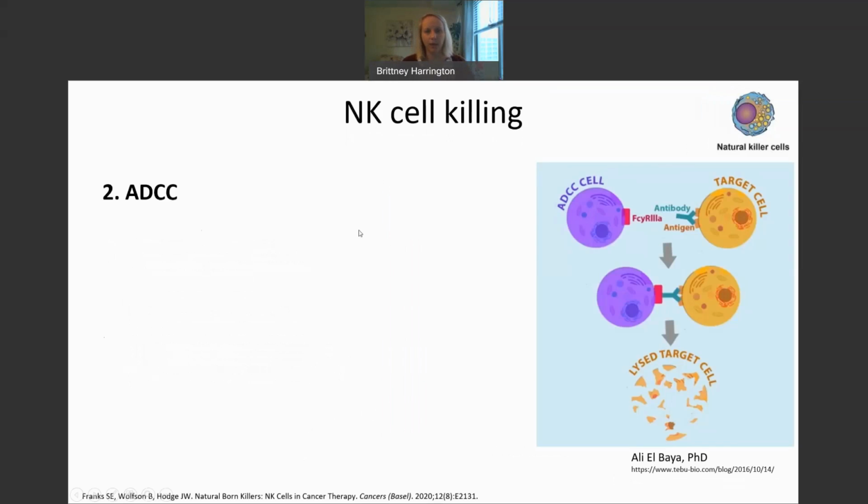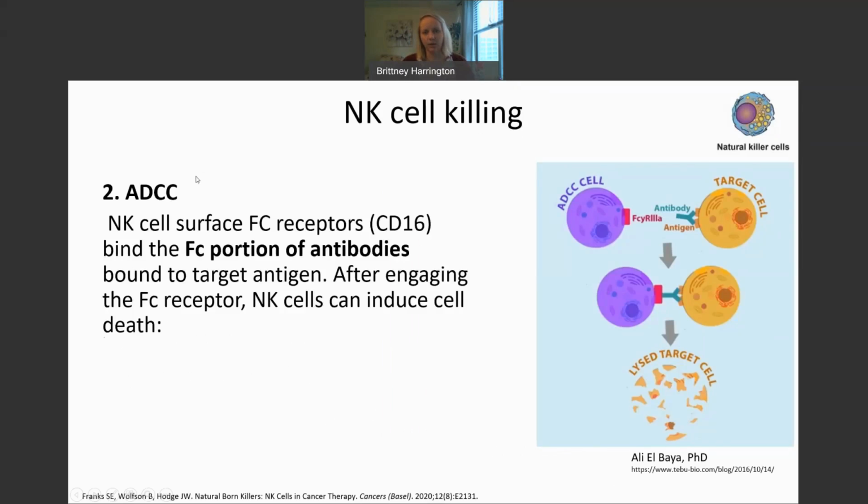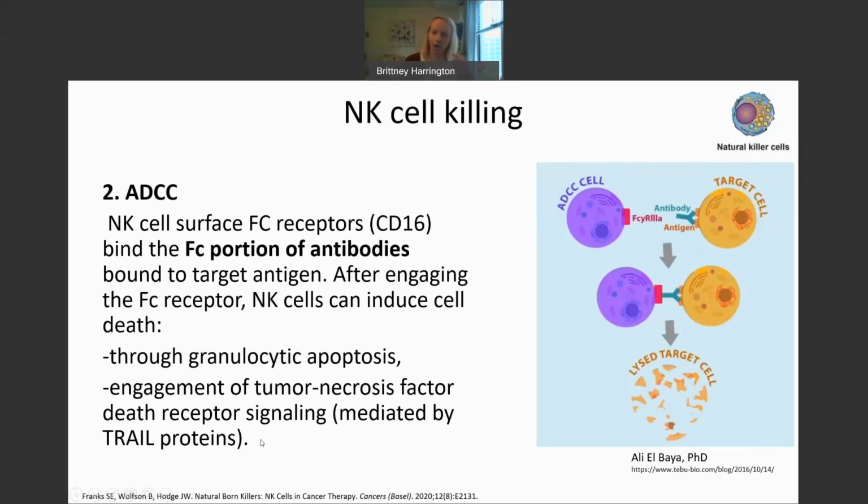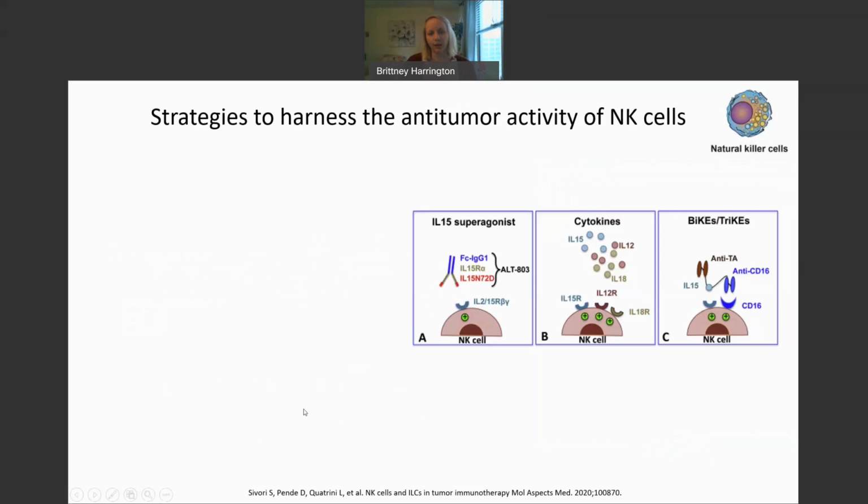So the other mechanism is ADCC. Again, this is facilitated by the receptor on the natural killer cell, the CD16 receptor, being able to bind to an antibody. So an antibody must be involved. It must label a target cell, and the Fc portion of the antibody is where CD16 binds. That way it can also cause granule-mediated apoptosis, or cell death through receptor signaling pathways, again TRAIL, but I'm not going to go into that. So we can use natural killer cells to augment anti-tumor response in a couple of different ways.